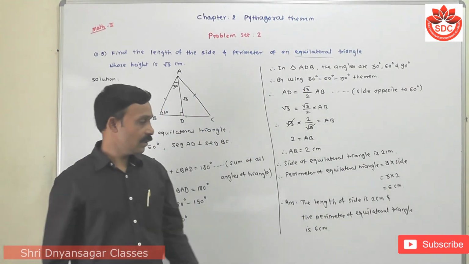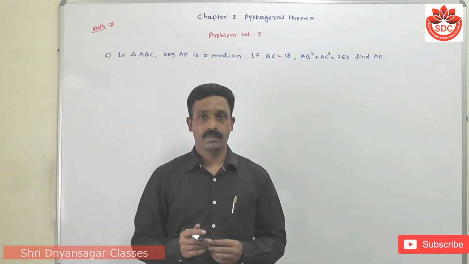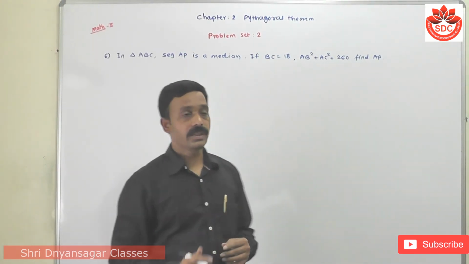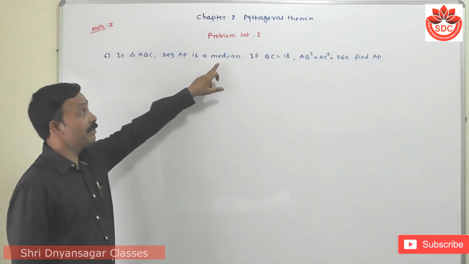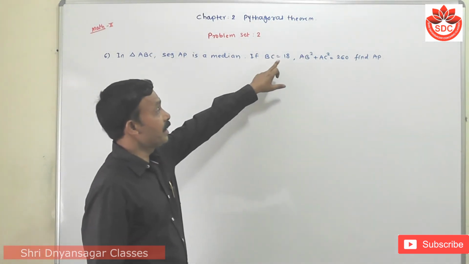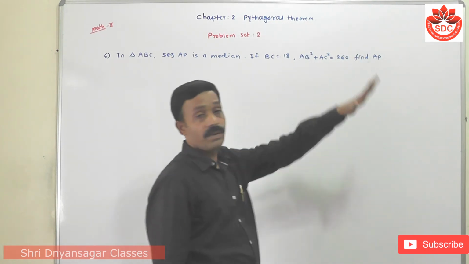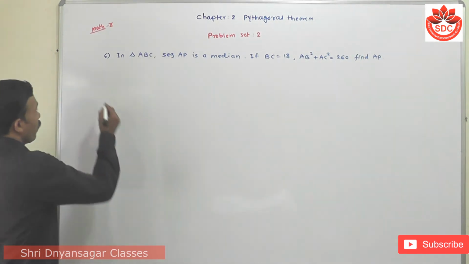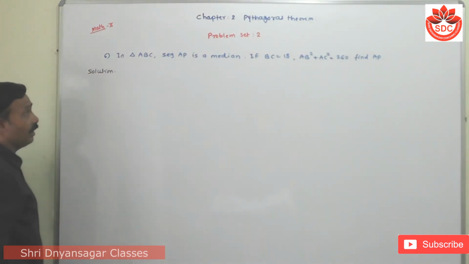Can you understand this? Okay, let's see the next question. Question number 6. In triangle ABC, segment AP is a median. If BC is 18 and AB square plus AC square is equal to 260, find the value of AP.